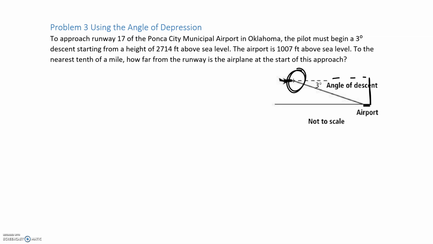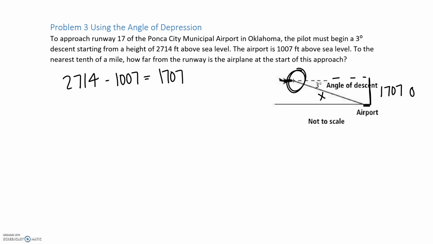Okay, so from here, you're going to take this 2,714 minus that 1,007 to find this side right here. So when we do that, that leaves us with 1,707 feet. So that's what we're going to put right here. Okay, so it wants to know how far away from the runway is the airplane when it starts its approach. So we want to find this X right here.